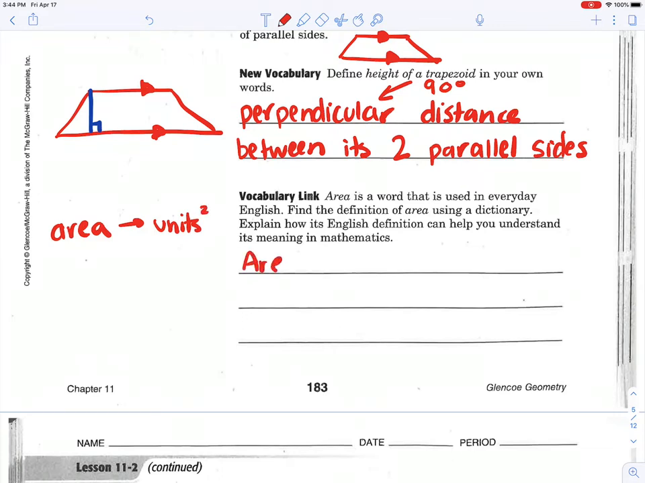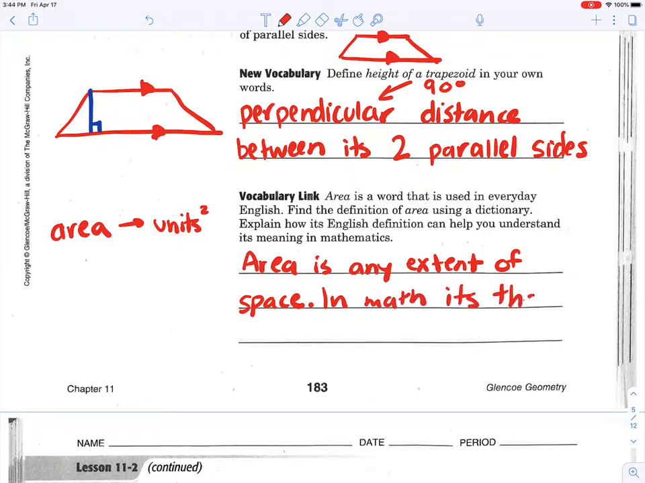So I could say area is any extent of space, and in math, it's that particular measure in numerical form.